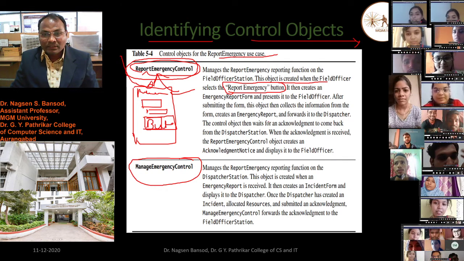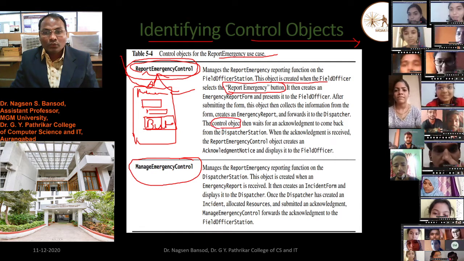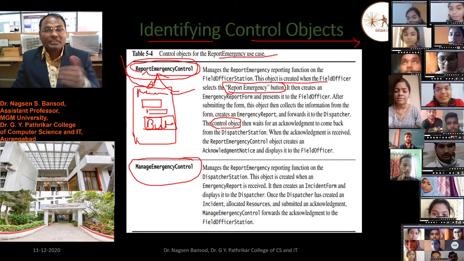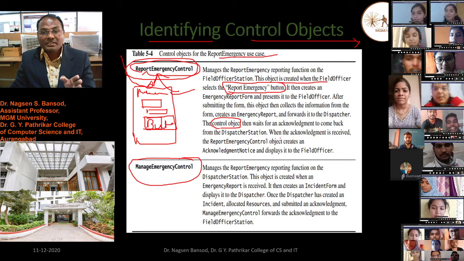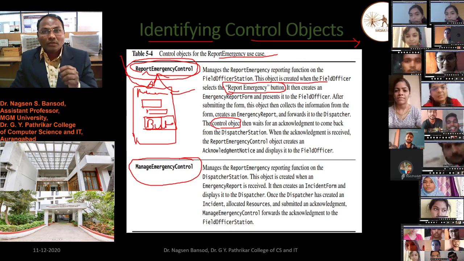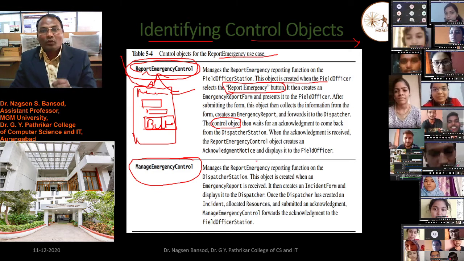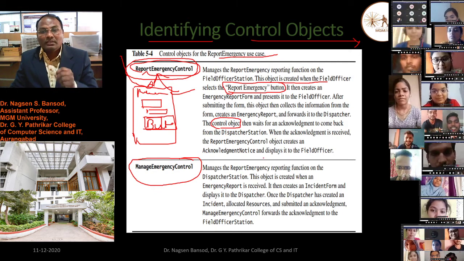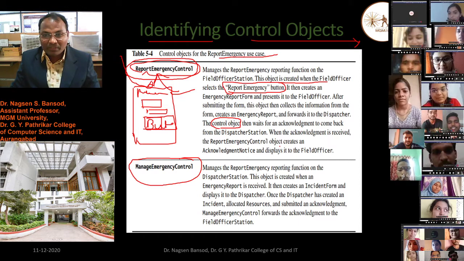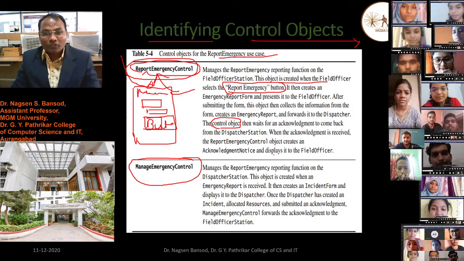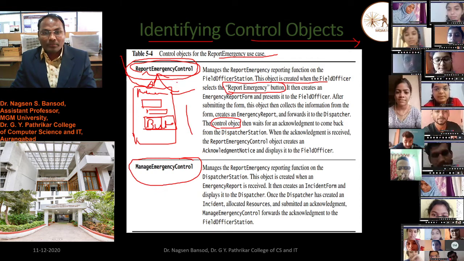Again, you look at this: the control object waits for acknowledgement from the dispatcher. When the acknowledgement is received, the report emergency control object creates an acknowledgement notice and displays it to the field officer. It will display the report acknowledgement to the field officer.